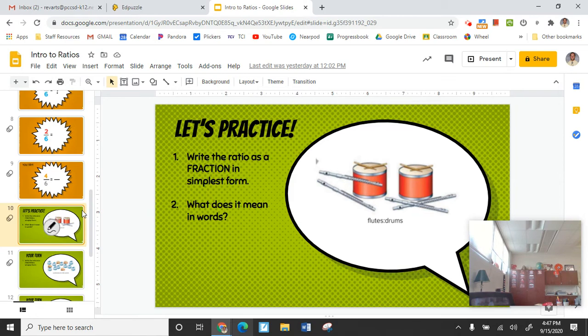So if I was writing this as a fraction, it wants us to compare flutes to drums. So it wants us to put our flutes first. The way that I would write this as a fraction is 4 over 2, correct? Because I have 4 flutes and I'm comparing them to drums. It wants flutes first. So we're going to do 4 over 2. That means for every 4 flutes, there are 2 drums. That's what it means in words.